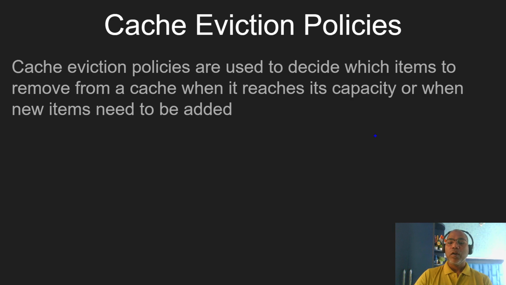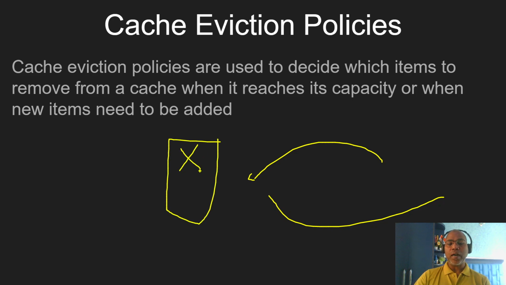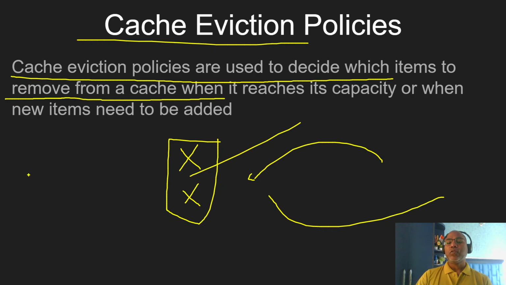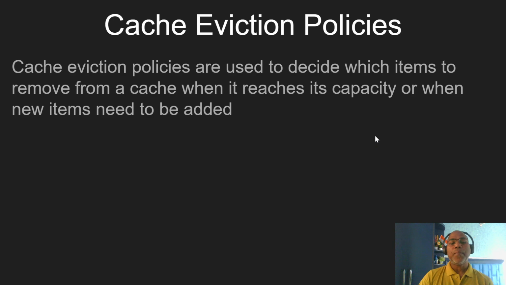Till now we discussed how to add data in the cache. But sometimes we have to remove data from the cache. The cache eviction policy says, once the cache is full, which data am I going to remove from this cache? So cache eviction policies are used to decide which items are going to be removed from the cache when it reaches capacity, so that space for new items can be stored in the cache.